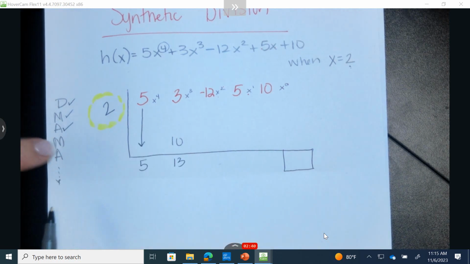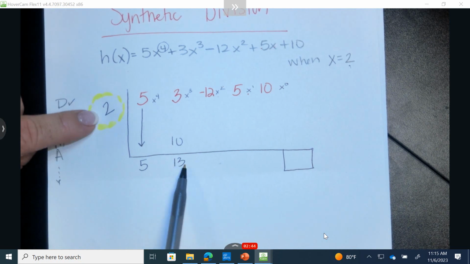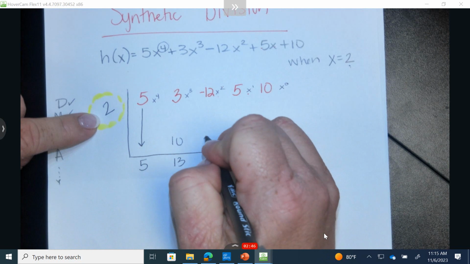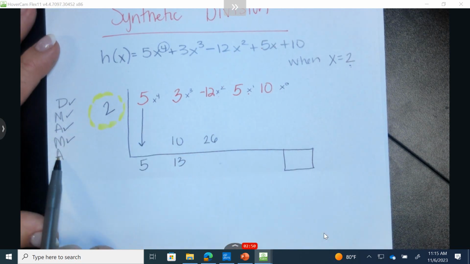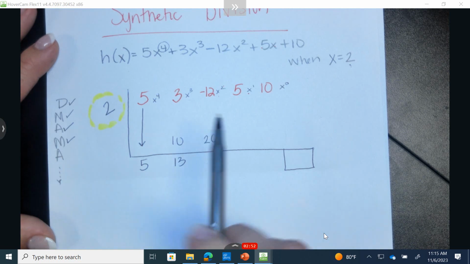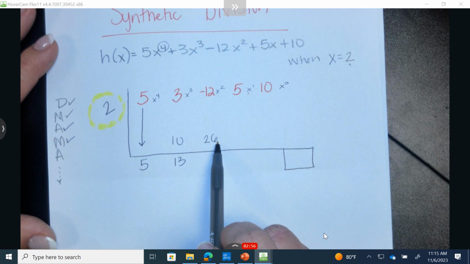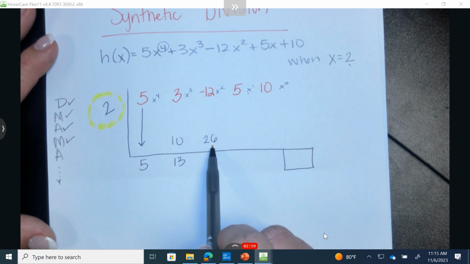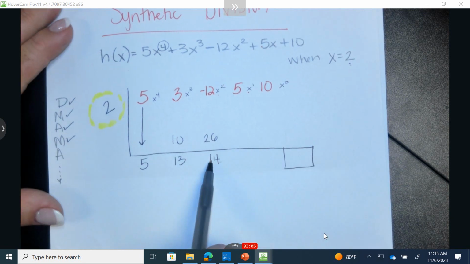Okay, M, I'm going to multiply again. Whenever I multiply, I come back to this outside number. 13 times 2 is 26. I've multiplied. Now I'm going to add straight down. Negative 12 and positive 26. Well, they're different signs, so I subtract. And do I end up with 14? I believe so. Positive 14.